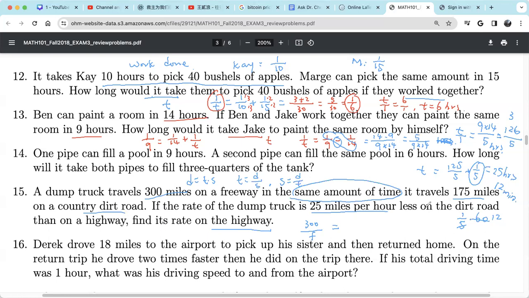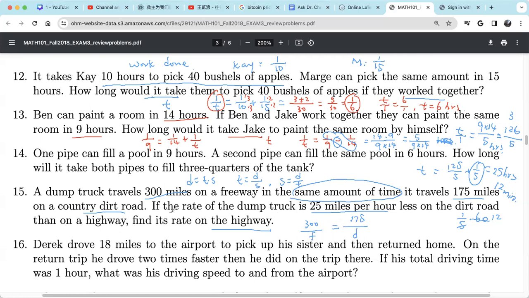Then it travels 170 miles, the distance, on a country dirt road. So let's call the dirt road speed D. The speed this truck travels on the dirt road is D. You see, this is the time spent for the truck on the freeway. This is the time spent on the dirt road. But this is in the same amount of time. So that's why we have formed the equation.